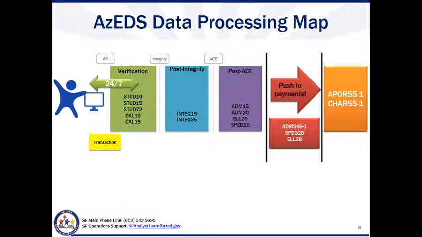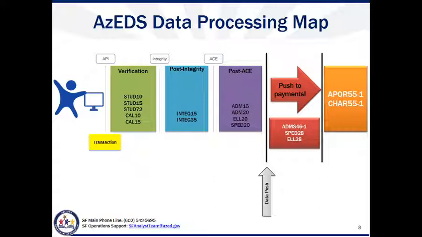So let's zoom out so that we can see what happens on a monthly process. Though Integrity and ACE run every single night, data push, or the process by which we submit the information over to the payments team for you to receive payment, happens only once a month. So it's important for you to understand that it happens once a month through a process called data push.